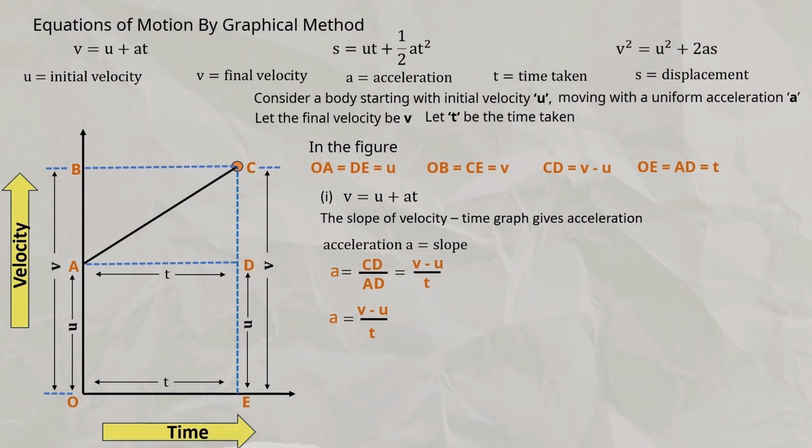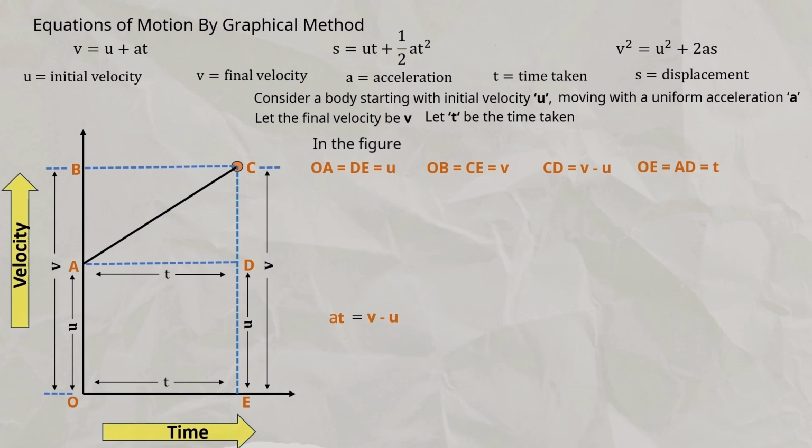Now, let me take t to the left hand side and I will get at is equal to v minus u. A simple rearrangement, that is by taking minus u to the left hand side, I will get u plus at is equal to v. This is our first equation of motion, that is v is equal to u plus at.